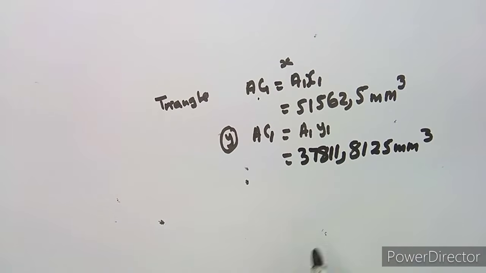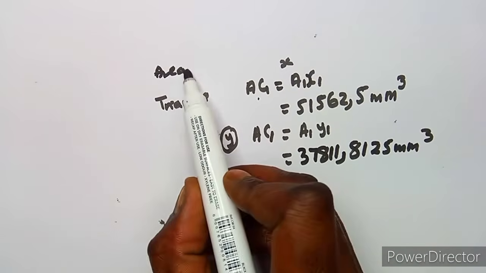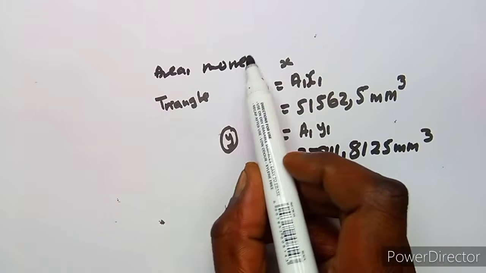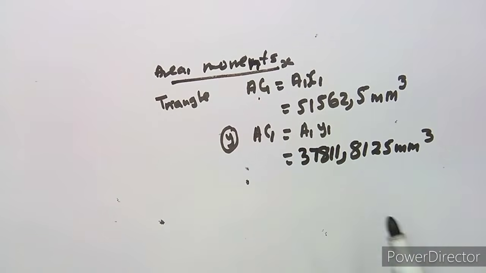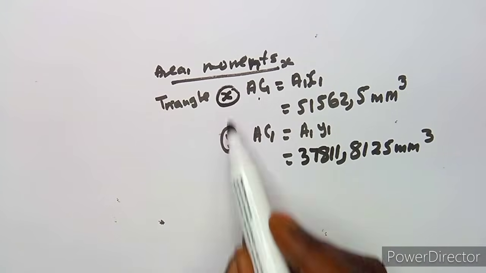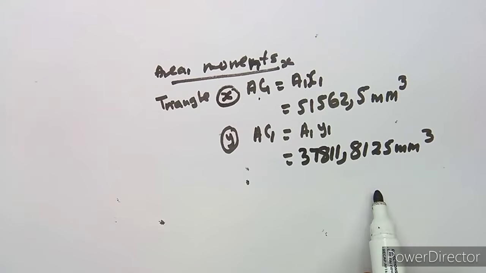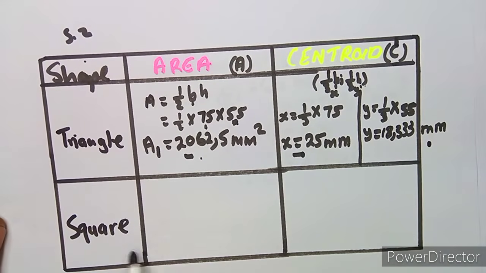Let's see. So these are like the area moments. We are calculating our area moments, this one for y, and this one we are calculating for the x values, for the y values, that is for the triangle. Okay, then we shall calculate the total later on. Then we move on to the square.